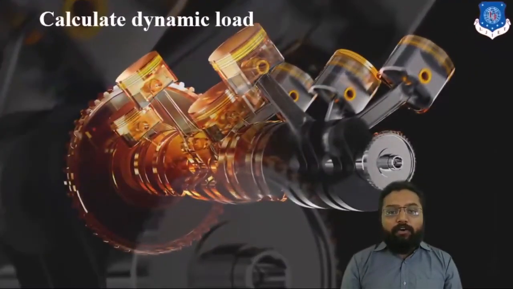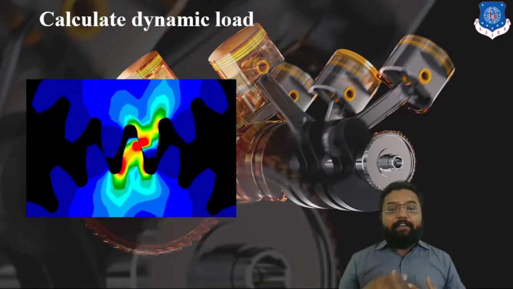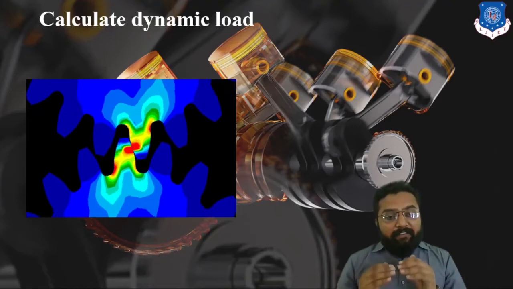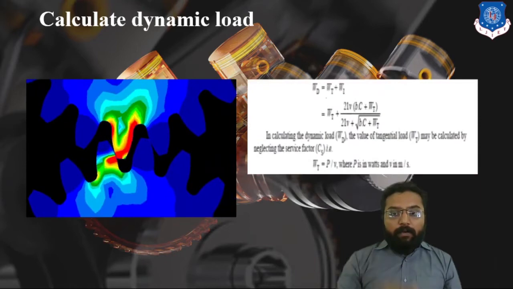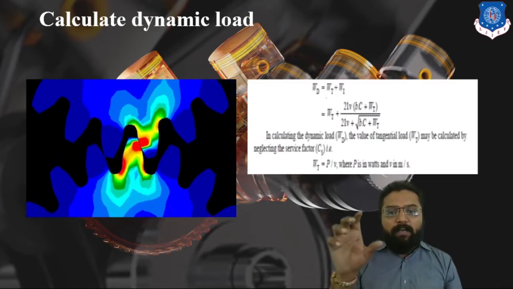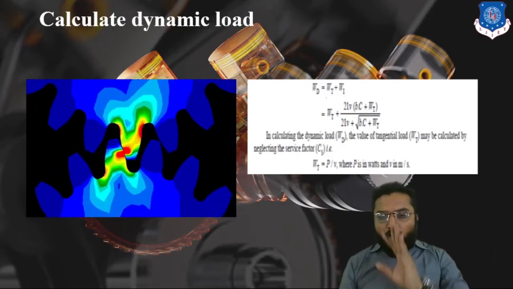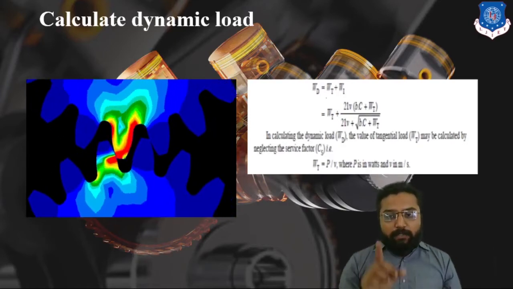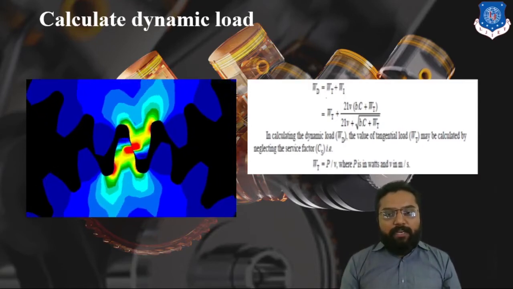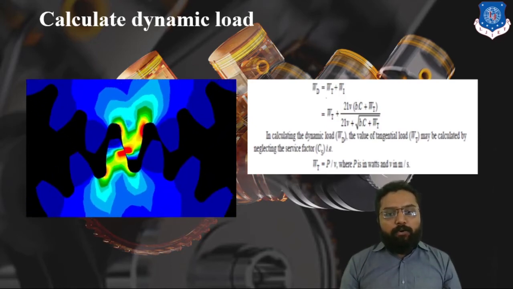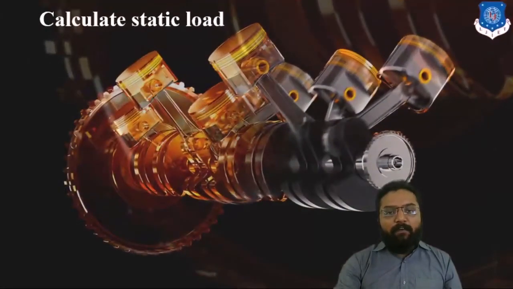After that, you will determine the dynamic load. Dynamic load is the load acting when your gear is in motion. It will increase the amount of load at your gear. Clear? It is Wt plus Wi, where Wi is the increment in load depending on your velocity. And that equation is Wi equal to 21V into (Bc plus Wt) divided by 21V plus the square root of (Bc plus Wt).